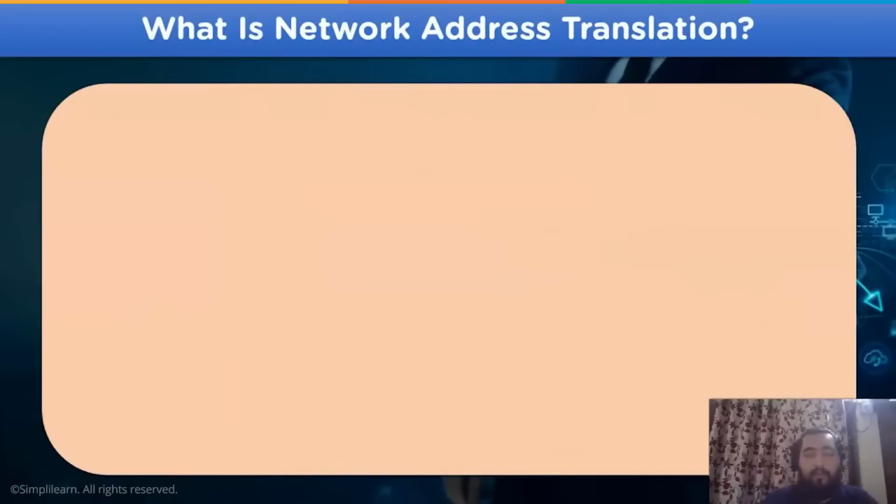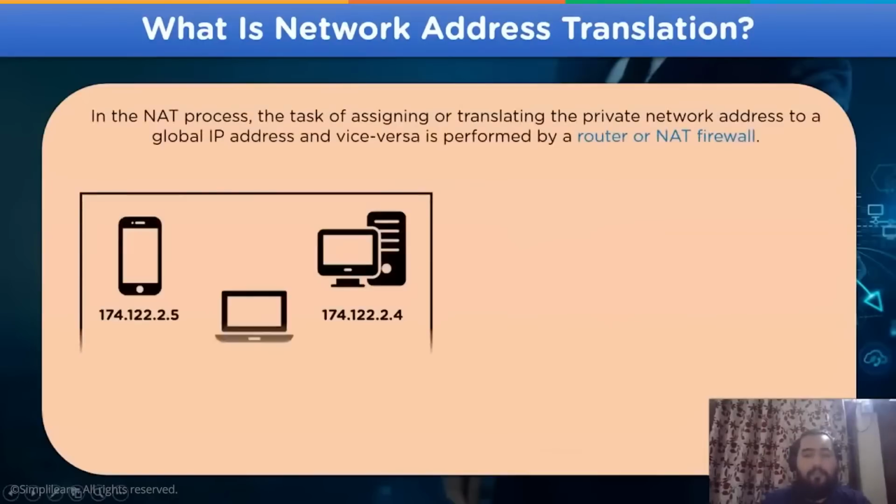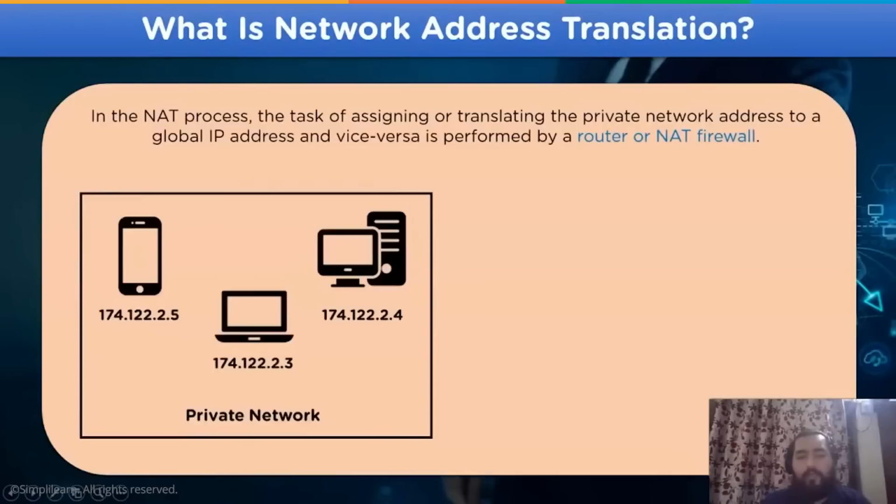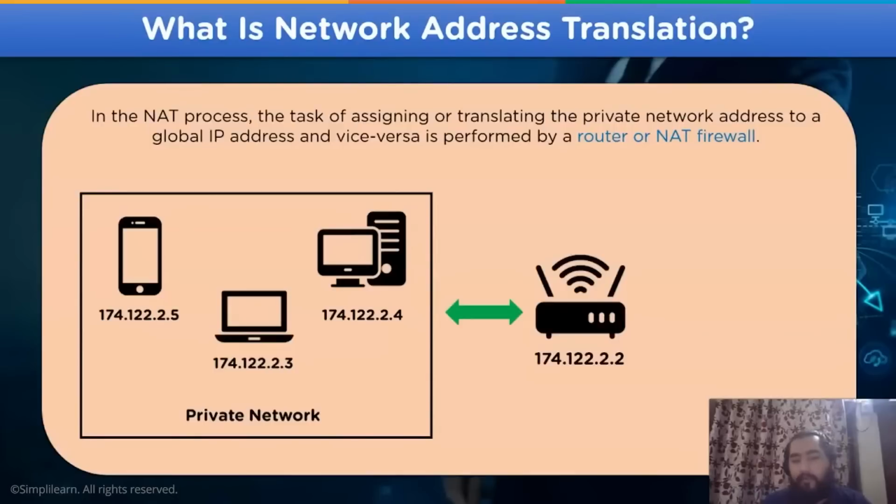Let's move on to some more details regarding network address translation. The task of the NAT process is to translate a private IP address in a network to a globally recognized public IP address and vice versa. That is, the same process works from a public IP address to a private IP address. This task is performed by a router or a NAT firewall. Let's move on.